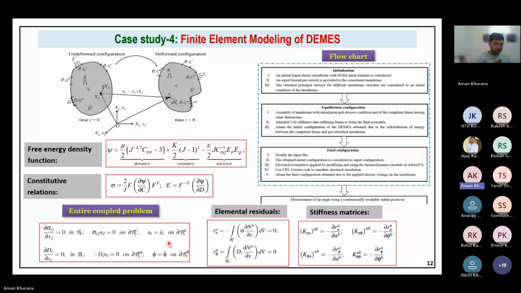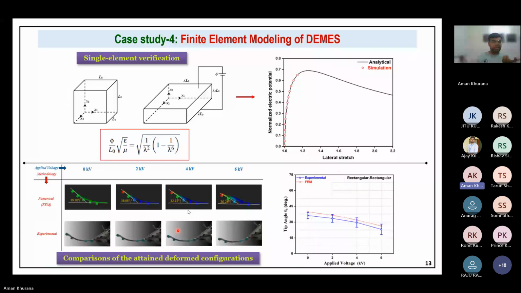We have used Abaqus software with the user-defined element subroutine to develop a finite element simulation of the DMS actuator. So this is the element that we have developed. It's an 8-noded continuum brick element. It has 4 degrees of freedom at each node, 3 mechanical and 1 electrical displacement.